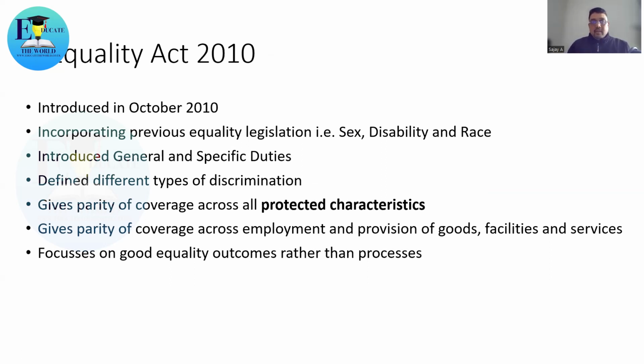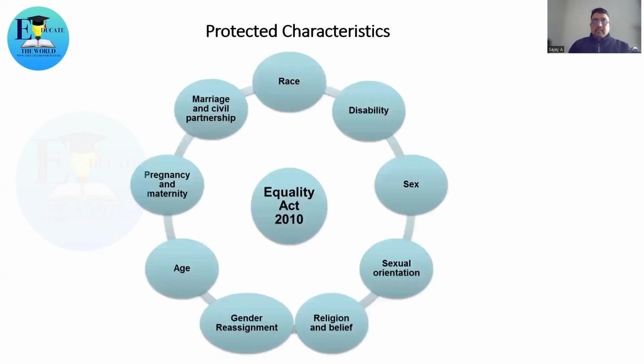There's a government legislation called the Equality Act 2010, which was introduced in October 2010. It incorporates previous similar legislations, and they have introduced general and specific duties for employers. And it defines different types of discrimination and also gives parity of coverage across all protected characteristics, which I will come to in the next slide. And it also gives parity of coverage across employment and provision of goods, facilities, and services. That means it also includes the patients that avail services from NHS hospitals. And it focuses on good quality outcomes rather than the actual processes.